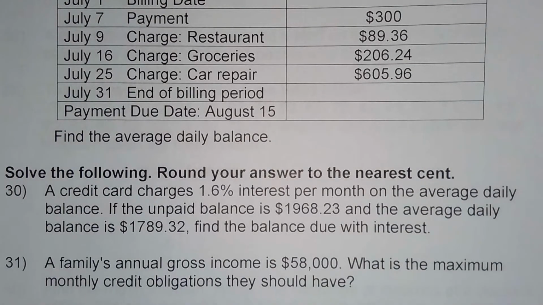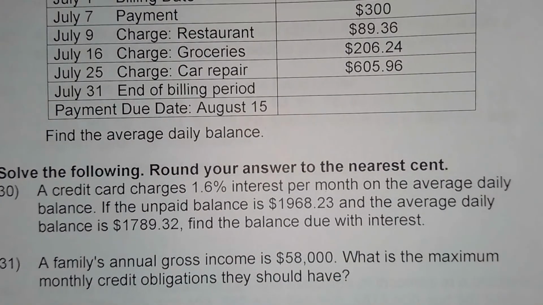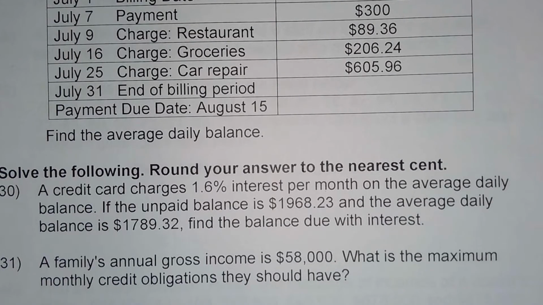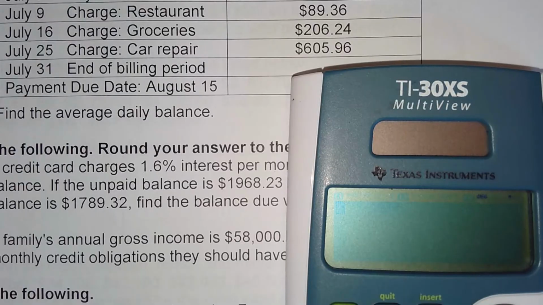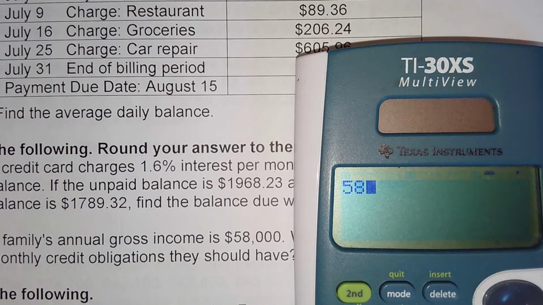Alright, so now we're on page 227 looking at problem number 31 from the course review. A family's annual gross income is $58,000. What's the maximum monthly credit obligation they should have? And what you always remember is when they give you an annual gross income, the very first thing you have to do here is divide by 12 to get a monthly gross income.